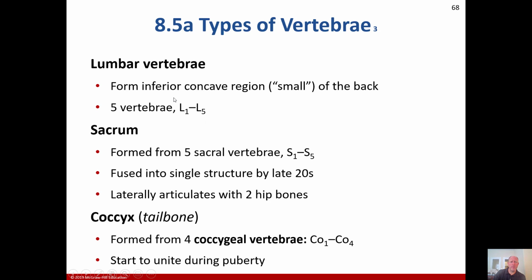The lumbar vertebrae form the inferior concave region, or the small of the back, concave, curving in, versus convex, going outward, like the thoracic spine, which is more convex, generally speaking. There are 5 vertebrae of the lumbar spine, L1 to L5. The sacrum is formed from 5 sacral vertebrae, S1 to S5. They're fused into one single structure by your late 20s, essentially. They laterally articulate with the 2 hip bones. And the coccyx, or tailbone, is formed from 4 coccygeal vertebrae, Co1 to Co4, to differentiate from cervical. They start to unite during puberty.